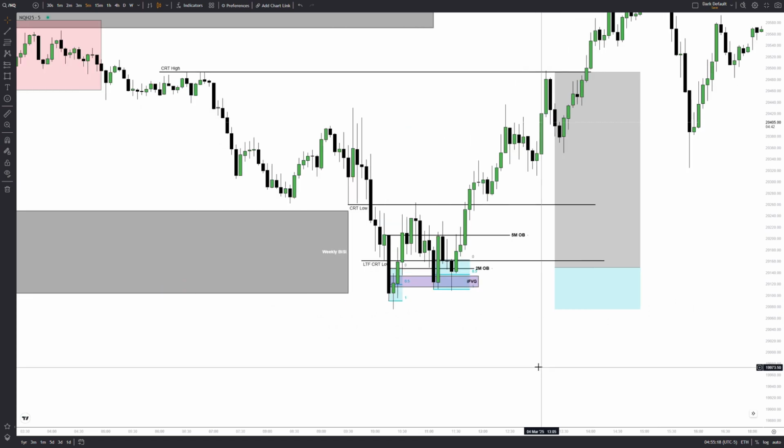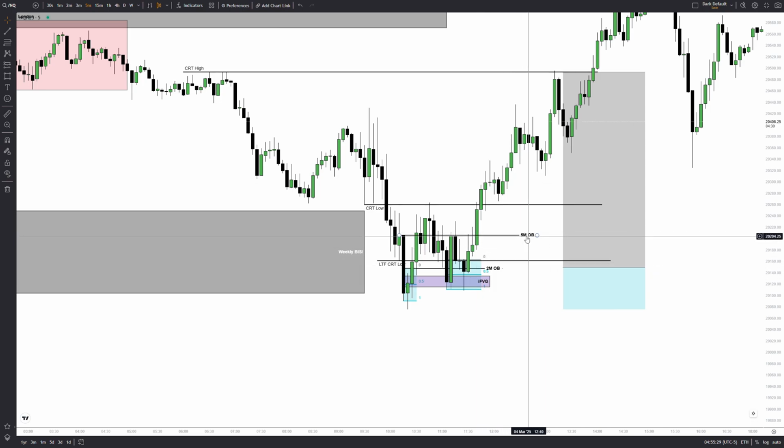For the 4-hour CRT model, I will only ever take 5-minute change in state of delivery or 5-minute order blocks. I will never take a 3-minute, a 2-minute, or a 1-minute. I found that you get stopped more often, and the 5-minute order blocks are much higher quality as well.